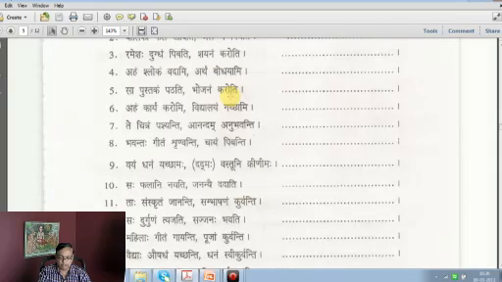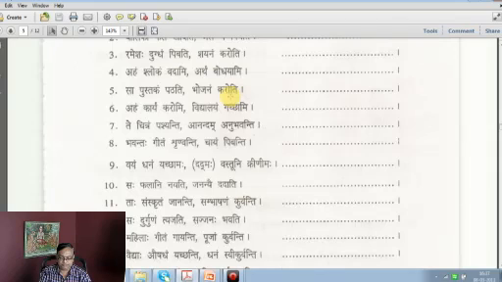Next. Aham karyam karomi vidyalayam gacchami. Aham karyam krutva vidyalayam gacchami. I go to school after doing some work. So he does maybe some part-time work and then goes to the school. Aham karyam krutva vidyalayam gacchami.